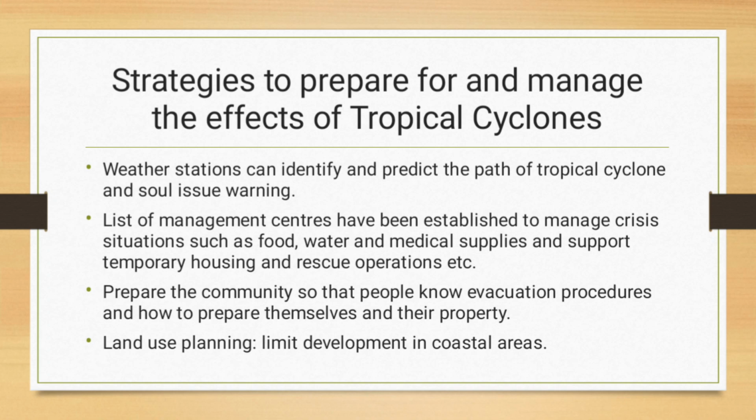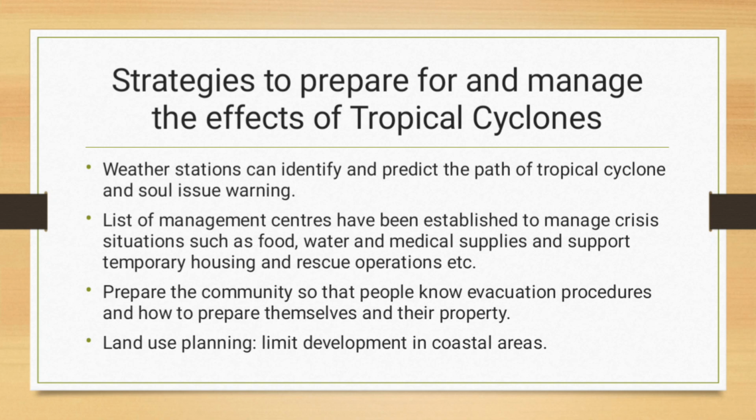Land use planning. There must be encouragement to plan before they build their house or settlement in coastal areas. They must limit the development in coastal areas. They mustn't build settlements near the coastal areas, because that's where tropical cyclones nearly always occur. So these are the strategies to prepare for and manage the effect of tropical cyclones.